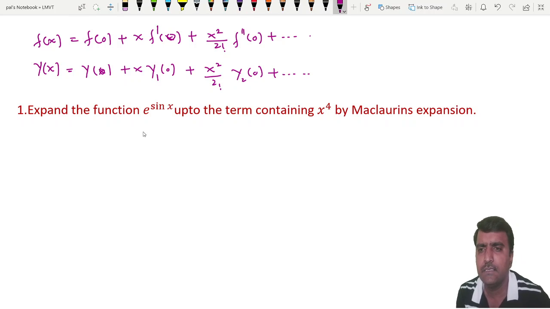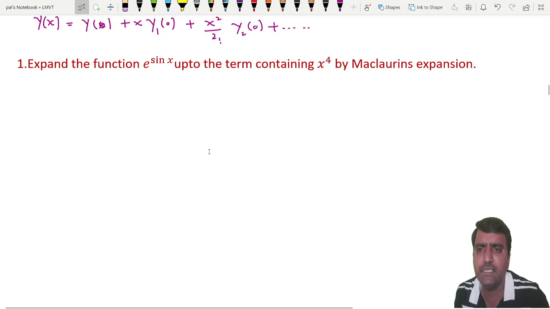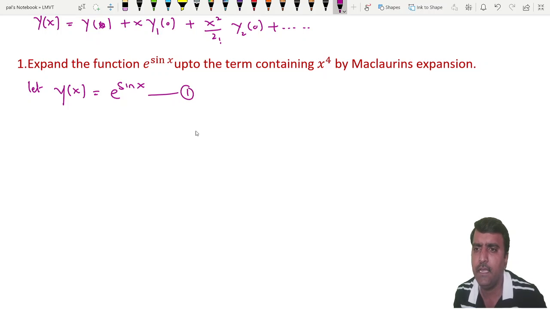Okay, so take one problem on Maclaurin's expansion. Expand the function e to the power of sin x up to the term containing x to the power 4 by Maclaurin's expansion. I take this function as y. So let y of x, a function of x, be e to the power of sin x. You take it as 1. Now Maclaurin's expansion.